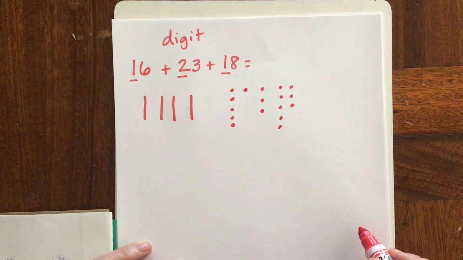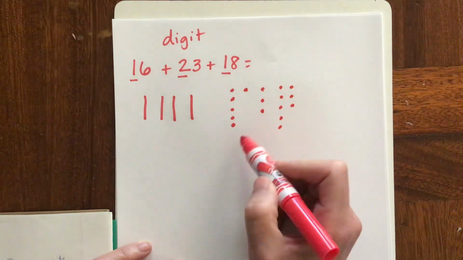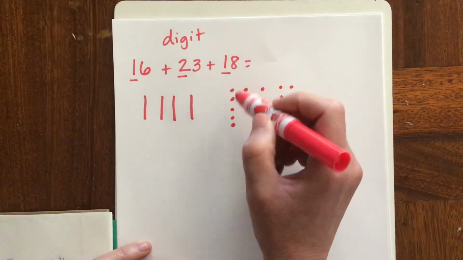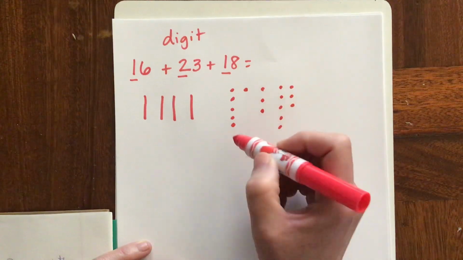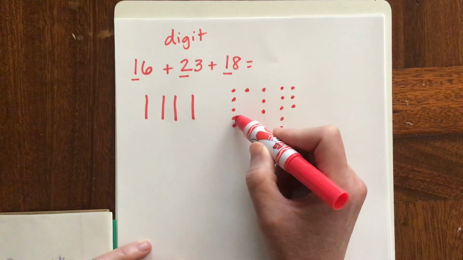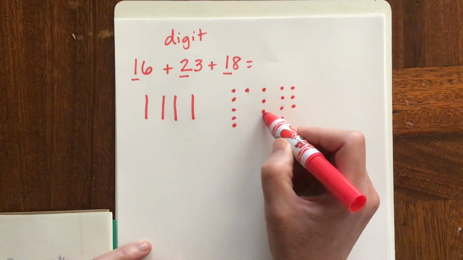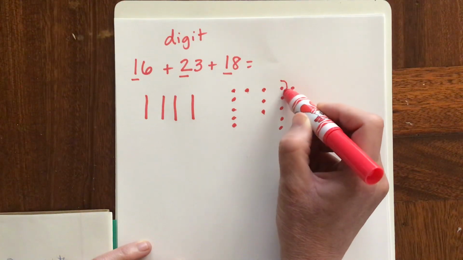All right, now to figure out how many we have. So let's take a look at our ones first. There's a bunch of ones. So we could count them out, or we can kind of put them into groups of 10. So let's take a look. 1, 2, 3, 4, 5, 6, 7, 8, 9, 10.